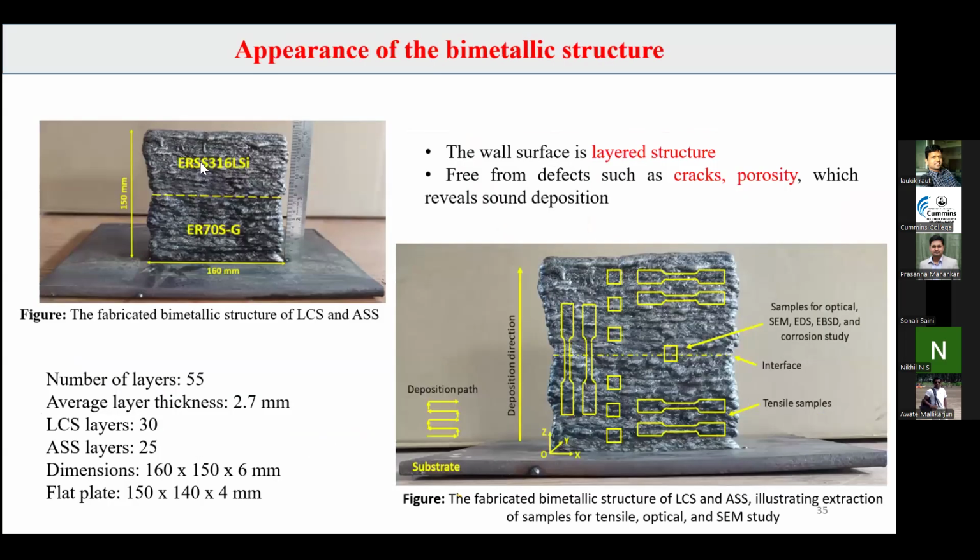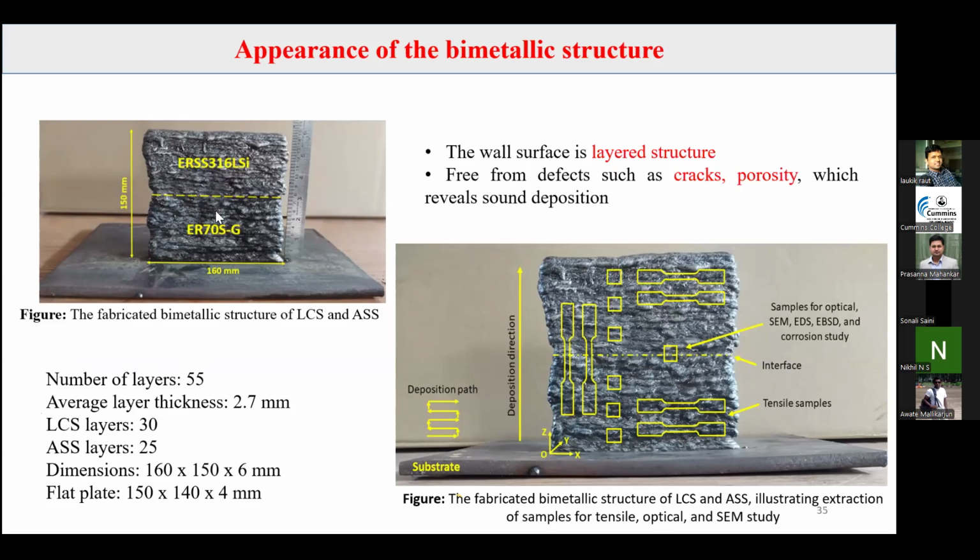So this is the deposition. One wall I have deposited. Here you can see the layered structure. The lower part is made up of low carbon steel. The upper is of austenitic stainless steel. 150 mm is the height and 160 mm is the length of that wall. What I observed is that the wall surface is a layered structure. Here you can see the different layers. It is free from defects such as cracks; porosity was not observed. So it reveals a sound deposition.